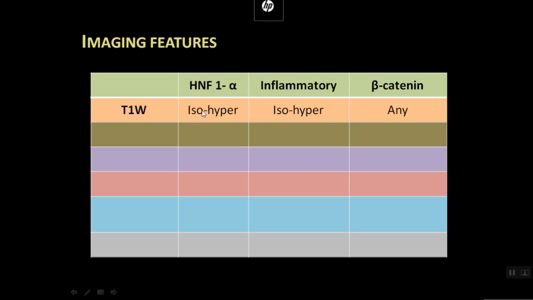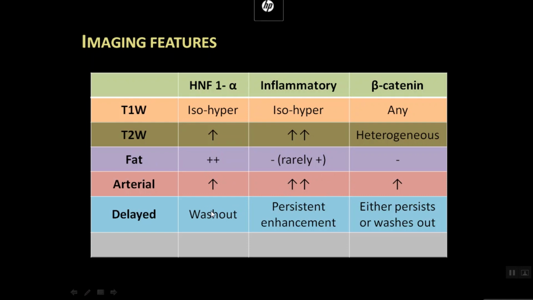The one which will generally be hyper is HNF alpha. This may be hyper because there may be bleed in it. This can look like anything. T2 is supposed to be brighter in this one because it has vessels and inflammation. Fat: this will often have fat, and this may sometimes have fat. They will usually enhance on the arterial. This will enhance quite a bit. On delayed, this will usually wash out, in the sense there won't be delayed persistent enhancement; it becomes iso more or less. This will show persistent enhancement. This can actually wash out, it can remain iso, it can remain bright. Anything can happen. And then there is the atoll sign. So these are things which are there, right?